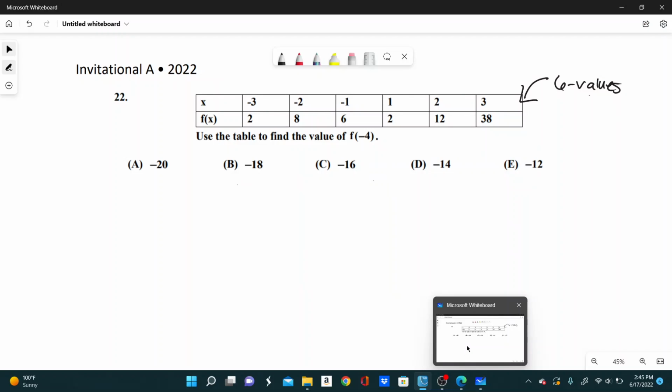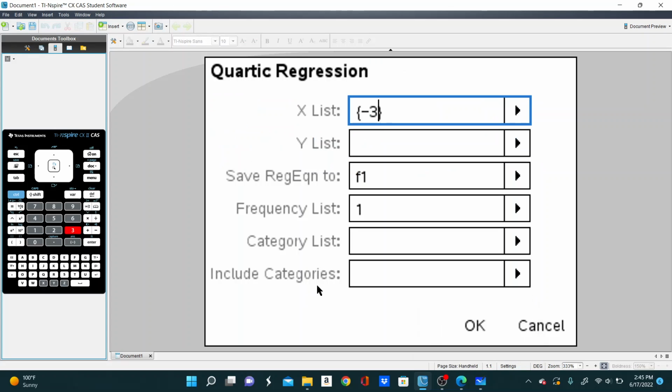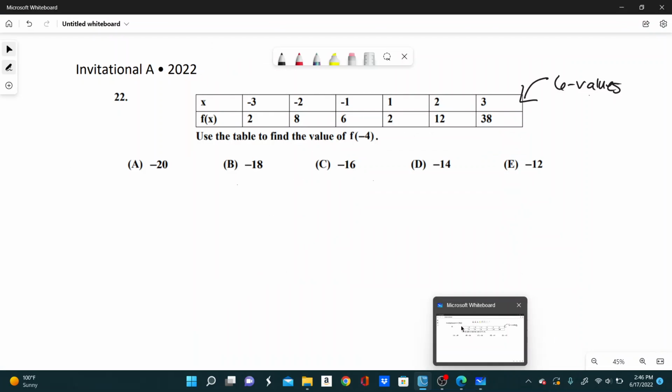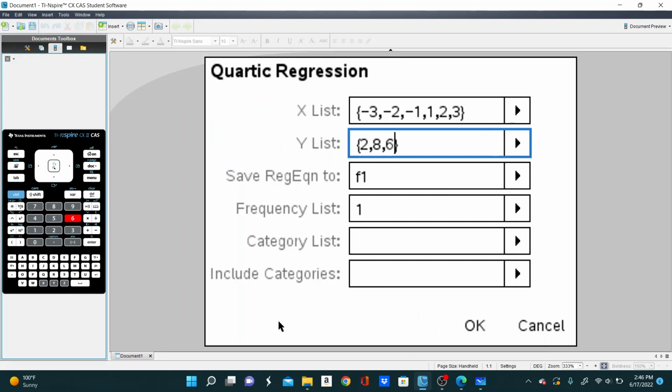So let's see. X's just go from -3 to 3. So -3, -2, -1, 1, 2, 3. And then the y list: 286, 212, 38.